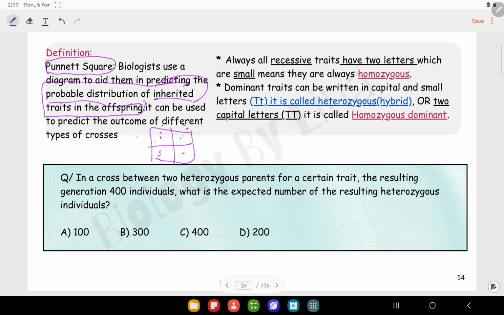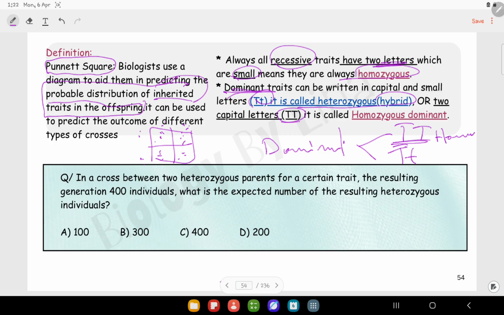We will put the gametes above here, and then we'll start crossing them to get the offspring. Don't forget that the recessive is always represented by two small letters, and they are always homozygous. What about the dominant trait? The dominant may be hetero or hybrid, like for example capital T small t, or maybe two capital letters. So for the dominant trait, we have two genotypes. Maybe capital letter with capital letter or capital with a small. If it's capital with capital, this is homo or pure. If it's capital with small, it's named hetero or hybrid.